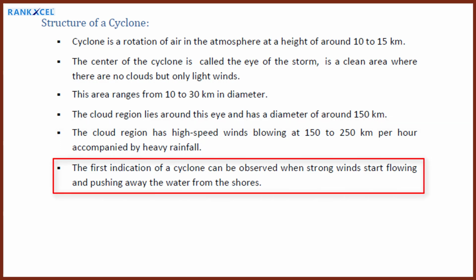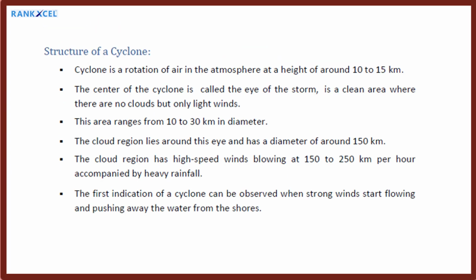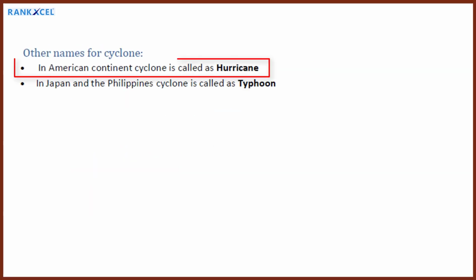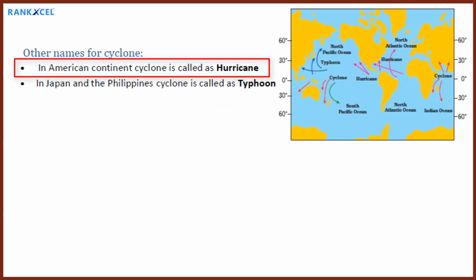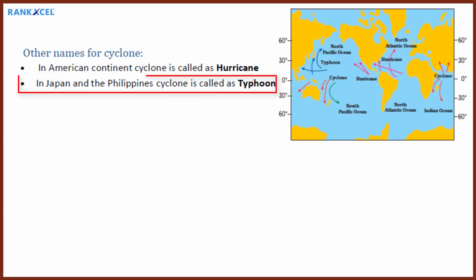The first indication of a cyclone can be observed when strong winds start flowing and pushing away the water from the shores. Other names for cyclone. In the American continent, a cyclone is called a hurricane. In Japan and the Philippines, a cyclone is called a typhoon.